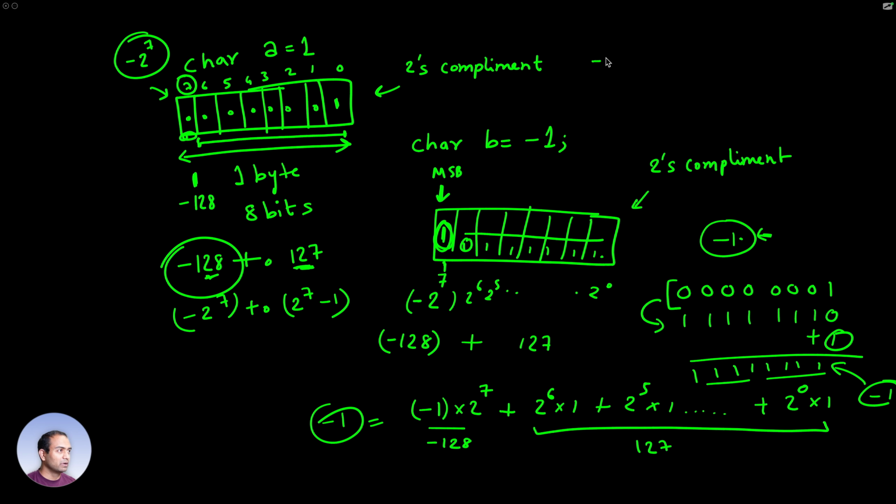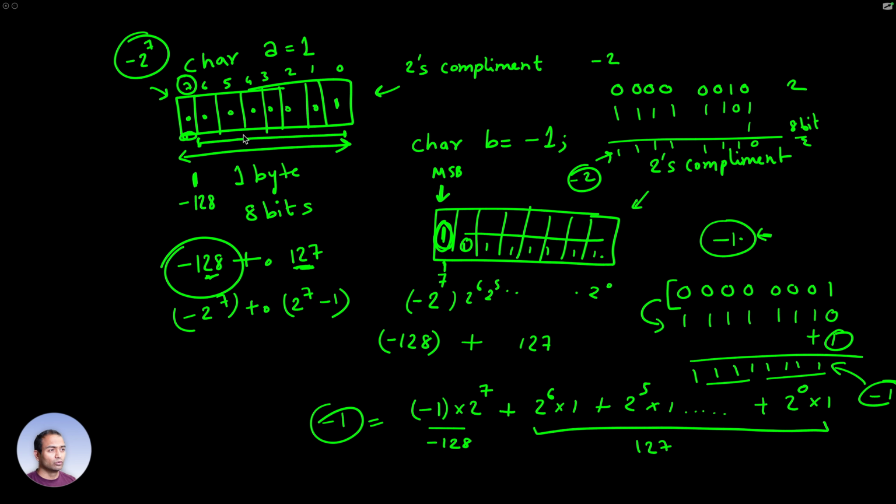So similarly, -2 would be represented as 4 zeros. This is 2. Then we flip all the bits and then add 1 to it. So we have 1 1 1 1, 1 1 1 0. So this is representing -2 in binary in 8-bit. Right? Okay, so this is how a character is stored. And then remember, we mentioned that a character is nothing but an int, which is 1 byte long.